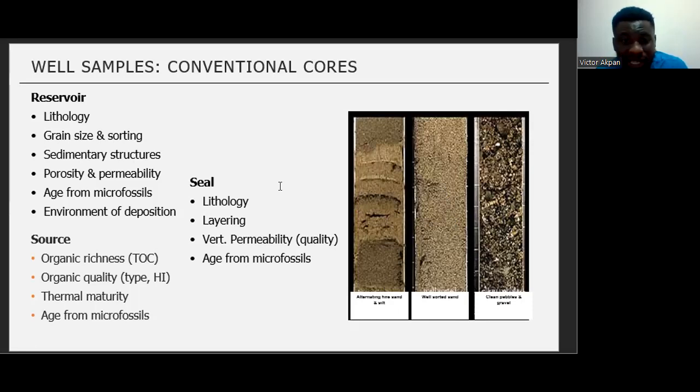It helps us with grain size and sorting, sedimentary structures, ripples. We find a lot of structures on our cores that can also indicate the presence of microfossils, environment of deposition. For our source rocks, it can indicate organic richness, organic quality, thermal maturity, and for seal, layering, vertical permeability, age of fossils, and so much more that our conventional cores can do for us.